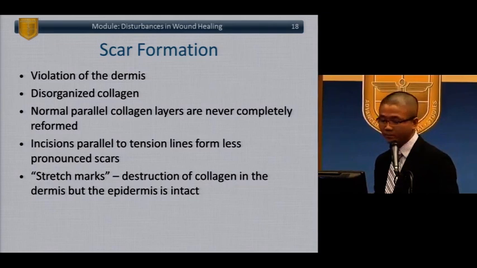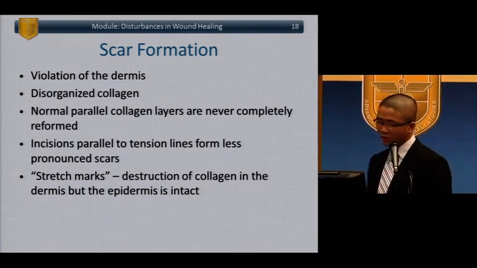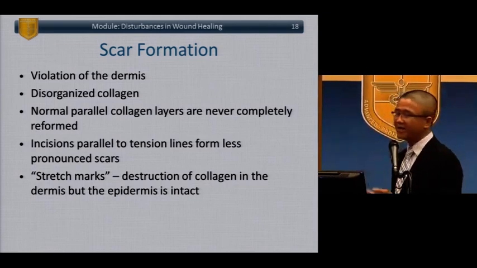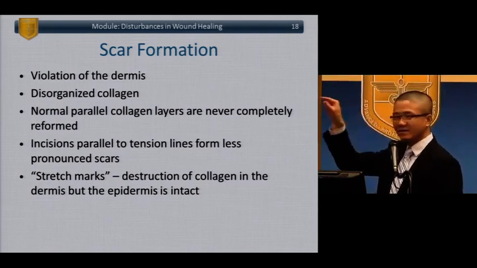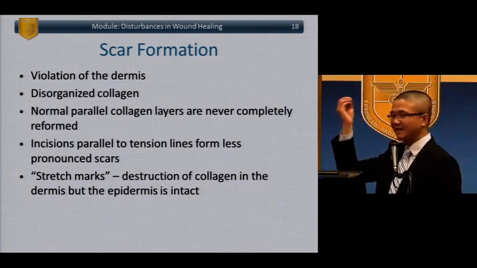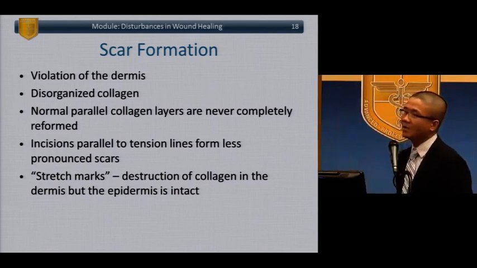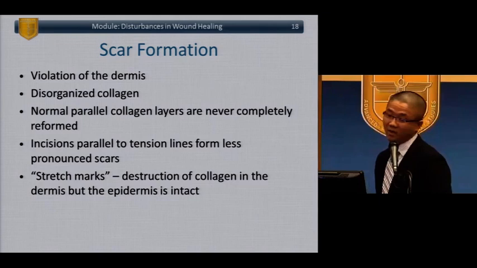Stretch marks are interesting because stretch marks are the destruction of the collagen in the dermis, but the epidermis is intact. That's why the skin surface is very intact and it gets that discoloration to it. But what's happening is the underlying collagen has been destroyed and never to be repaired, right?